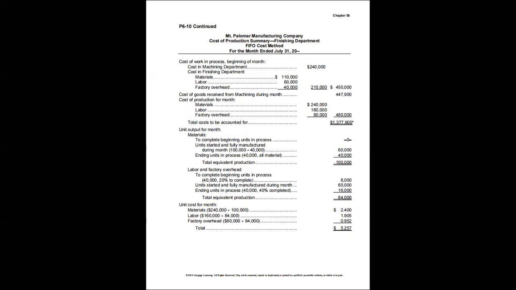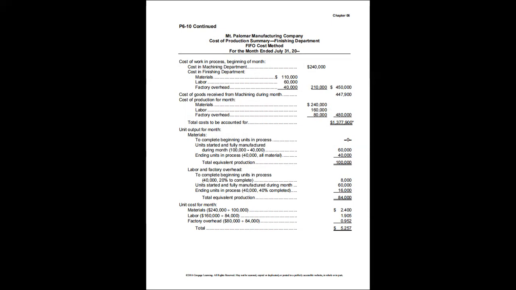So we have units started and fully manufactured in the finishing department. Actually, you begin with 100,000 units in the finishing department. Okay, so we have now your units started and fully manufactured, 60,000. That includes the beginning inventory, but you have no more material application. So the ending inventory, all materials, 40,000. So the total equivalent production is 100,000.